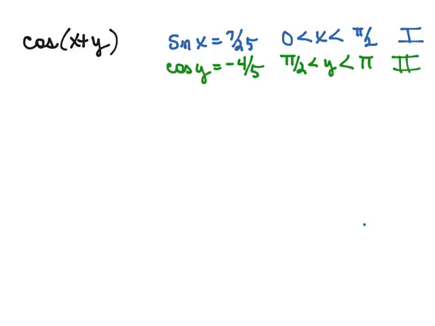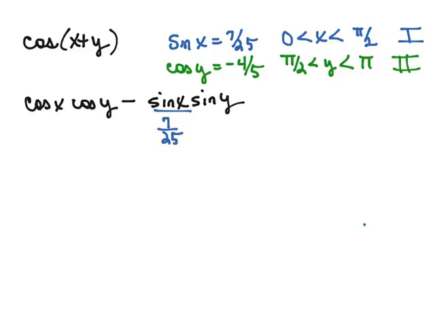So going back to our cosine sum formula, the cosine of x plus y would be equal to the cosine of x times the cosine of y minus the sine of x times the sine of y. And so we're going to fill in the things that we know. We know that the sine of x is equal to 7/25. And we know that the cosine of y is equal to -4/5. So we need to find the cosine of x and the sine of y.